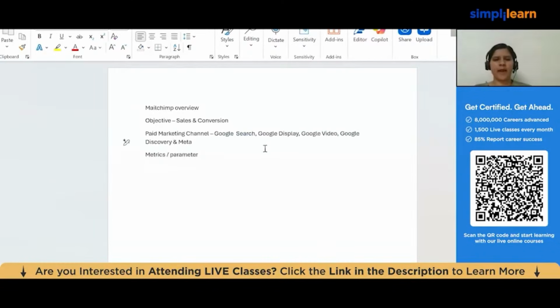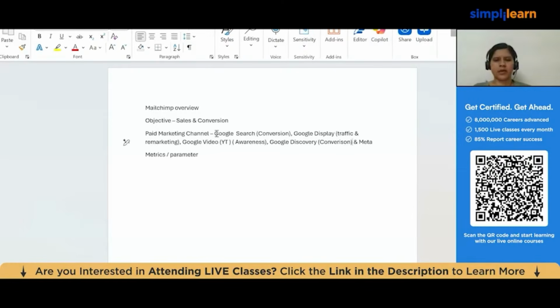If you want, you can also mention what each Google campaign would focus on. Google Search would focus on conversion specifically. Whereas Google Display would focus on getting you some traffic and doing a lot of remarketing. Google Video is nothing but your YouTube ads, which will help you create some awareness. And Google Discovery is the same from a conversion perspective.